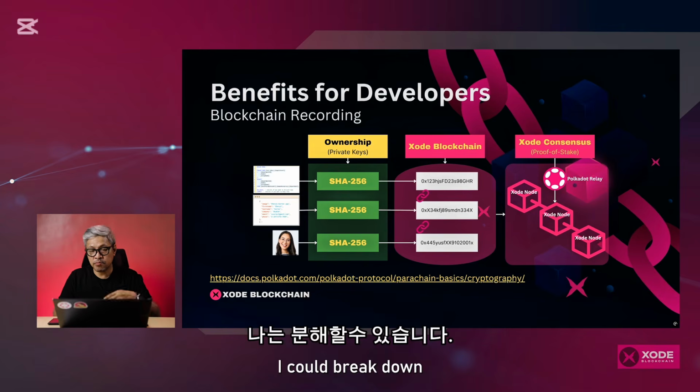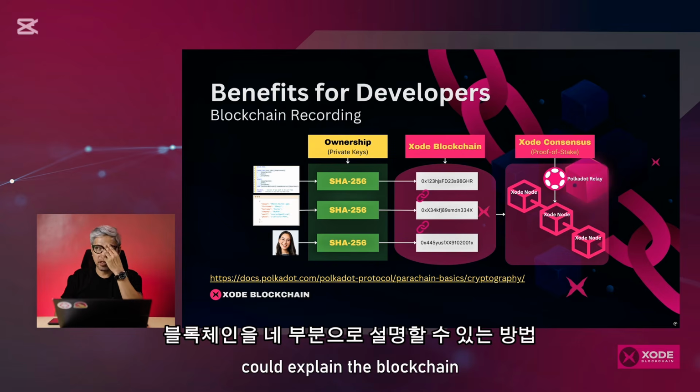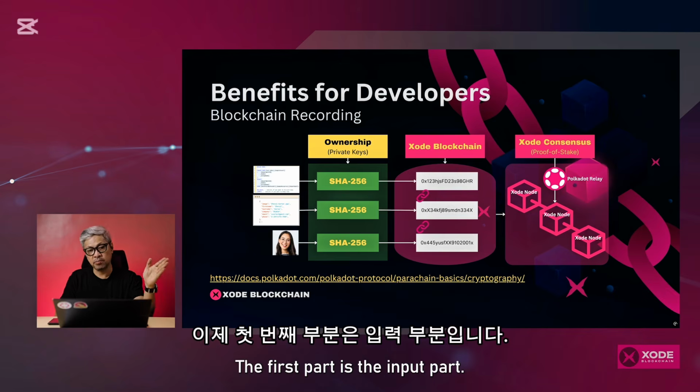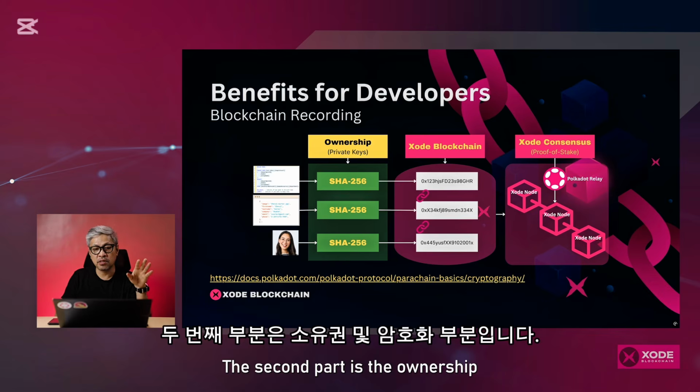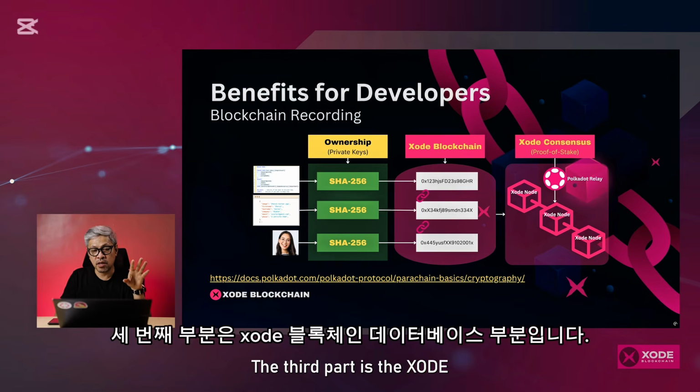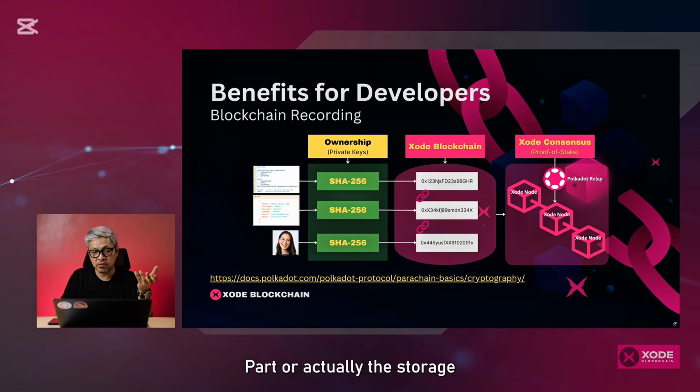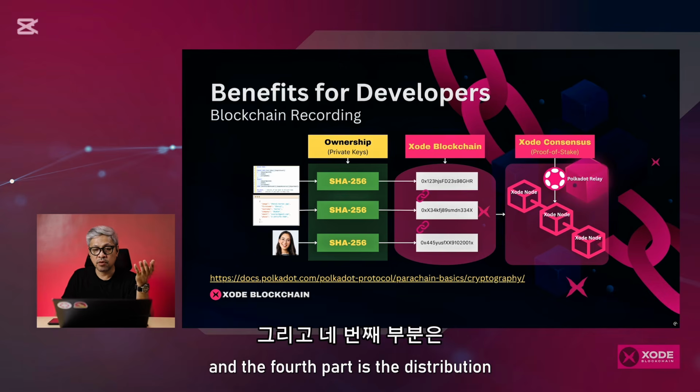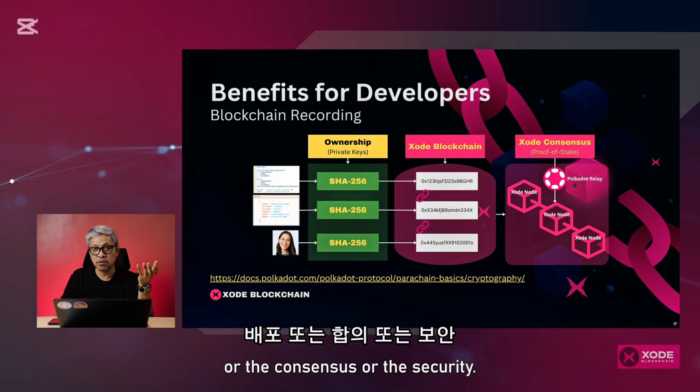I could break down how we could explain the blockchain into four parts. Now, the first part is the input part. The second part is the ownership and encryption part. The third part is the Exode blockchain database part, or actually the storage. And the fourth part is the distribution or the consensus or the security.